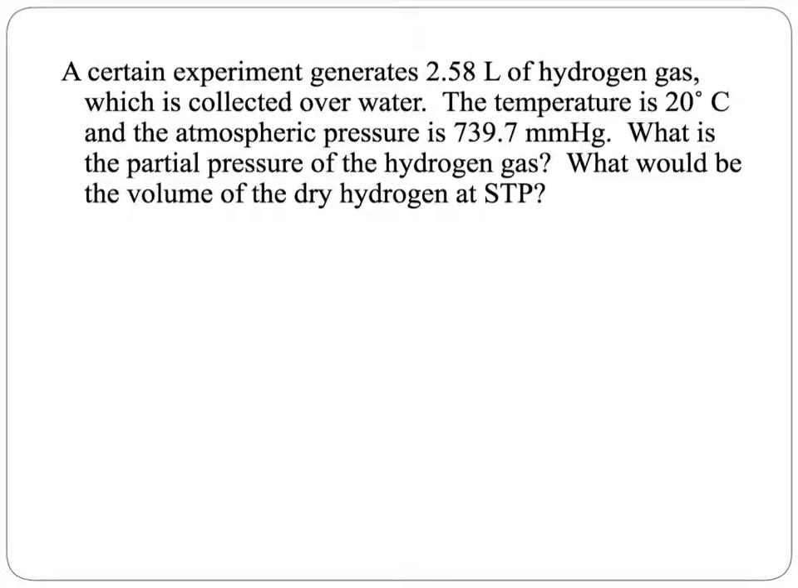First, they're asking you to calculate the partial pressure of the hydrogen gas. And then once you know that partial pressure, how would it change? How would this dry hydrogen, when the water's been taken out, what would the volume do at STP?